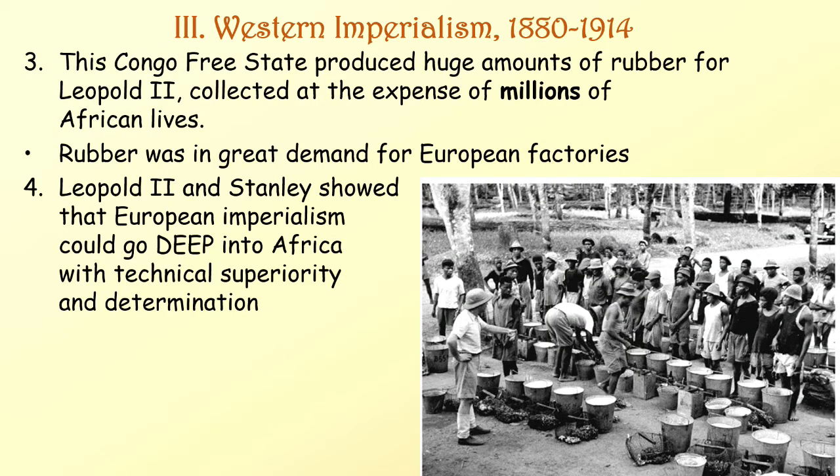This Congo Free State produced huge amounts of rubber for Leopold II, collected at the expense of millions of African lives. Rubber was in great demand for European factories.